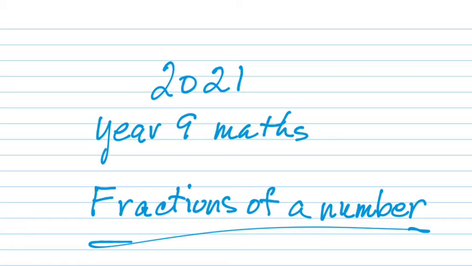Because sometimes when you're doing a fraction of a number, that means to multiply. Sometimes when you're doing a fraction of a number, that means to divide. And you've got to know the difference. But it's easy to tell the difference if you just look at the information that you're given. So let's talk first about how to take a fraction of a number and what it means.